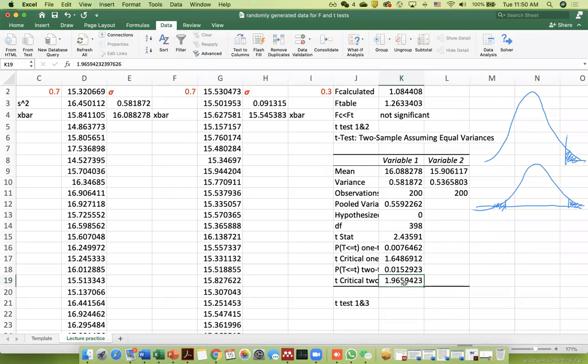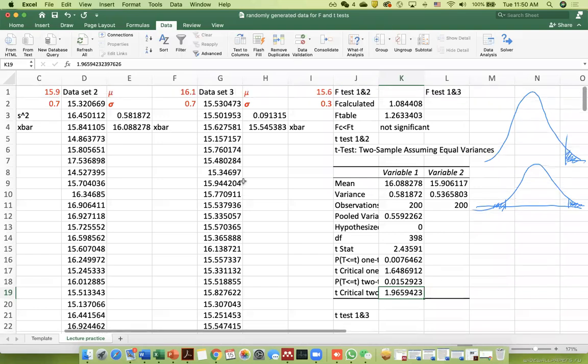So when t calculated is larger than the theoretical value, what is the conclusion? We reject the null hypothesis, right? Meaning that these two data sets are actually significantly different, which is true, right? Because when we generated the data, the population mean of the first one is 15.9, while the second one is 16.1. Okay, does that make sense? Any questions still about this part?